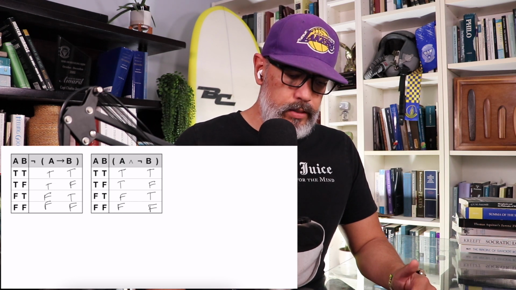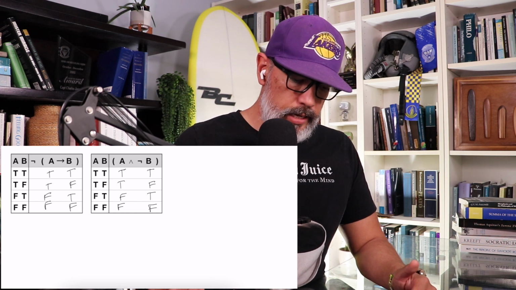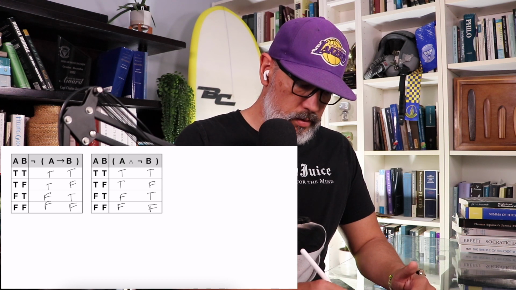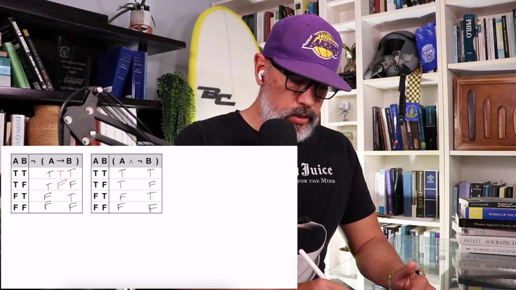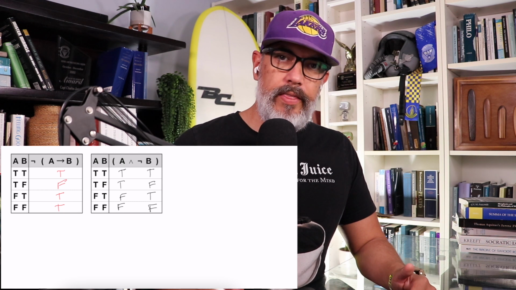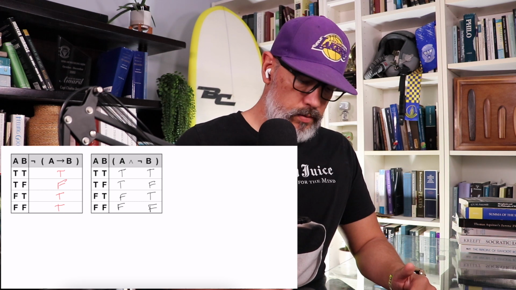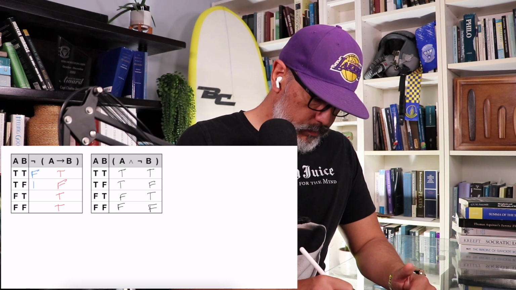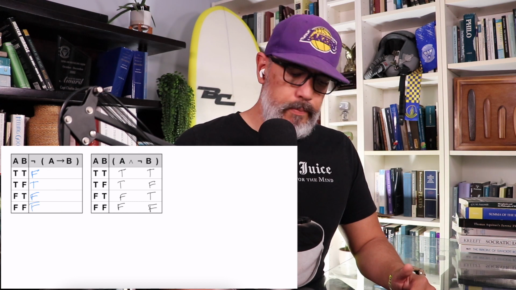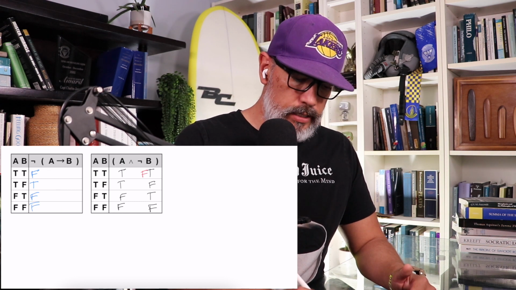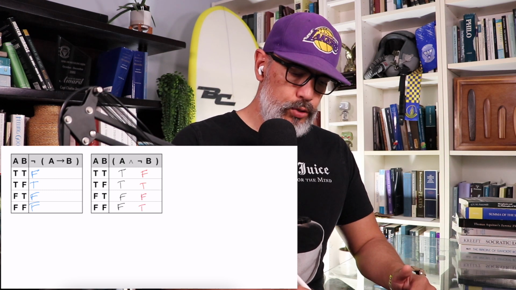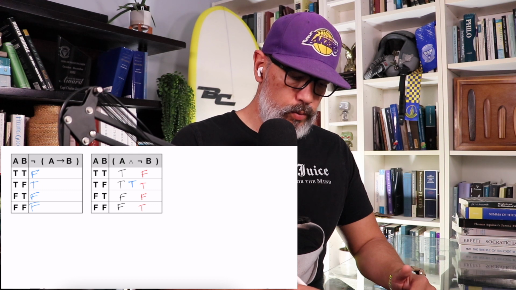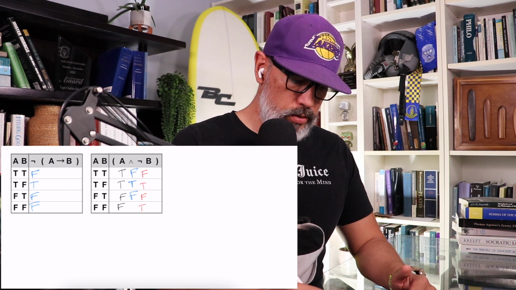And that one is equivalent to A and not B. And let's go ahead and first deal with that if-then. Only false when you have a true antecedent and a false consequent, which is row 2. The rest of them are true. Then the not flips all the T's and F's. As far as A and not B, the not for the B switches all the T's and F's. And the conjunction is only true when both conjuncts are true. That only happens on row 2. The rest of them are false.